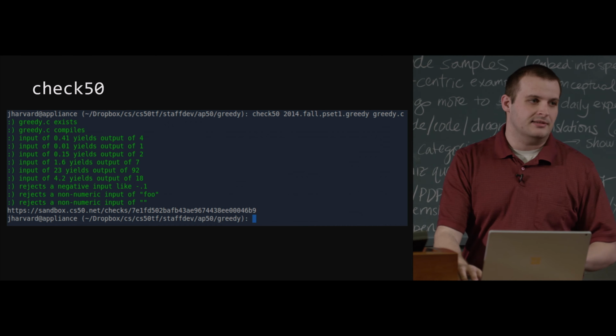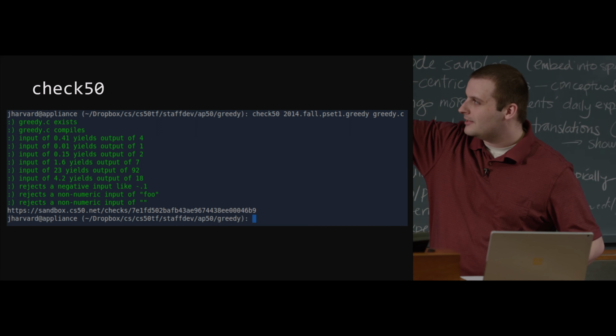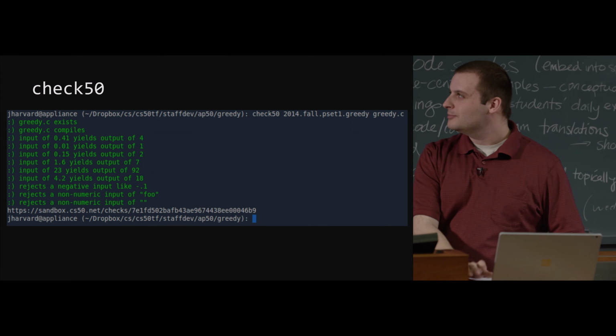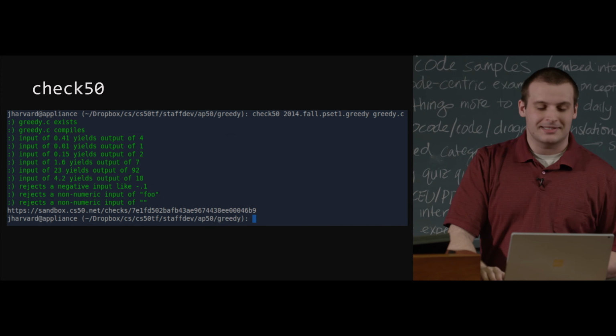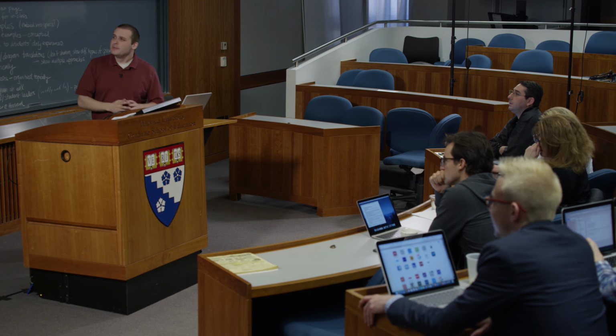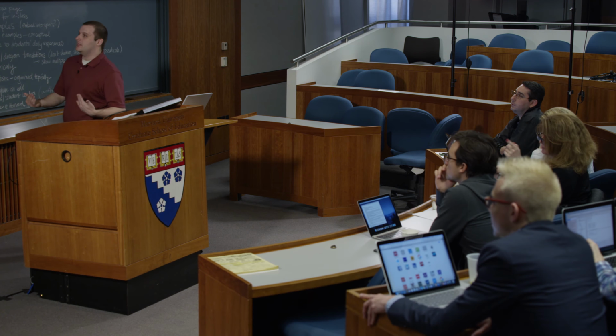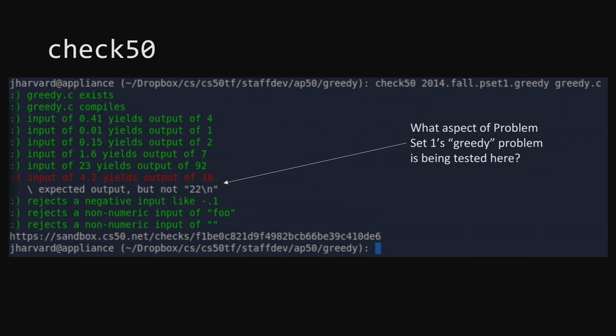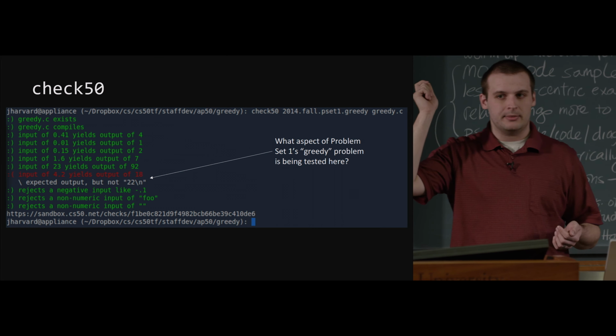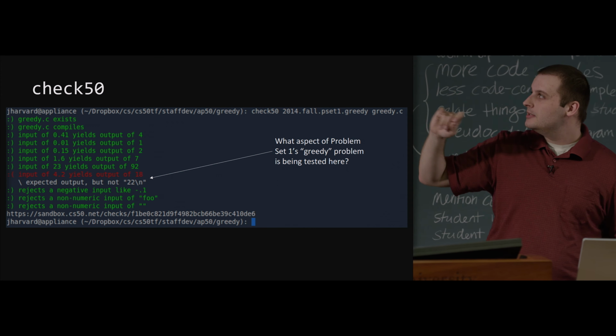They passed all of our unit tests unless the student had done the trick where if it's 0.41, printf 4. We wouldn't want to see that. This might be a case of a student who runs Check 50 and is passing most of the tests, but they're failing one of the tests. And we tell them what the expected answer is, the staff solution is outputting 22, but your solution's outputting 18. Has anybody done the greedy problem yet?